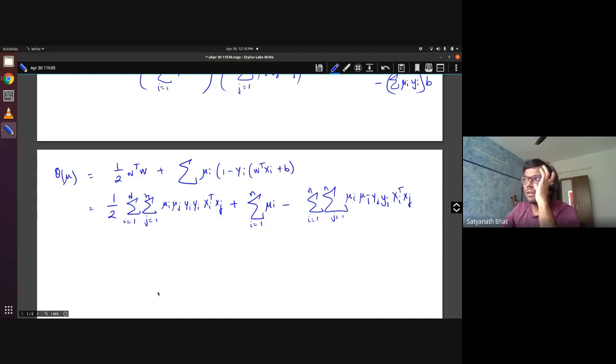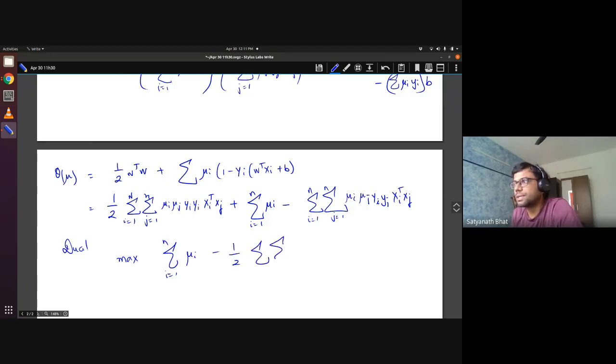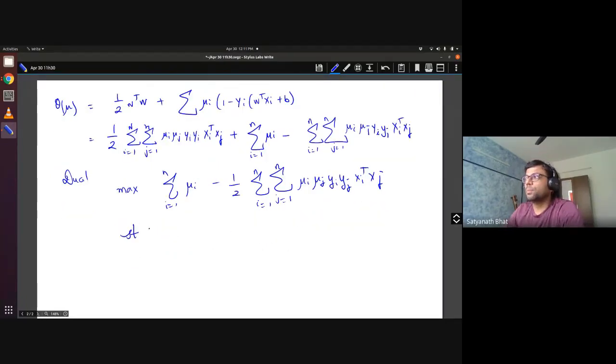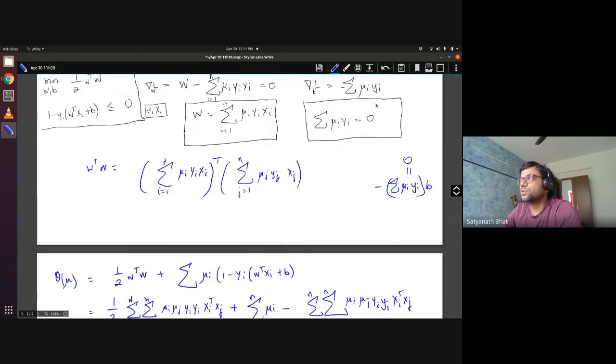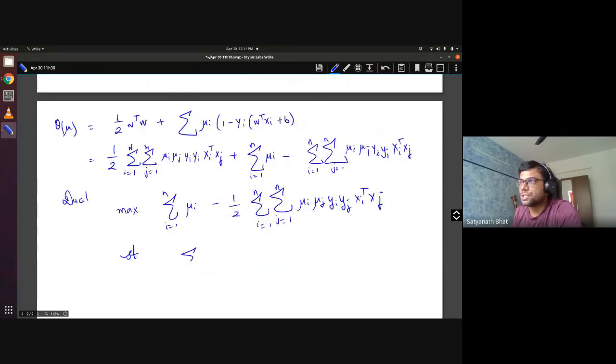So ultimately, what we have got is the dual: maximize summation mu i, i going from 1 to n, minus half double summation, i equal to 1 to n, j equal to 1 to n, mu i, mu j, yi, yj, xi transpose xj, subject to, so we have to be careful because we have to ensure this continues to hold, subject to summation mu i yi equal to 0 and mu i's greater than or equal to 0. So this is our dual SVM.